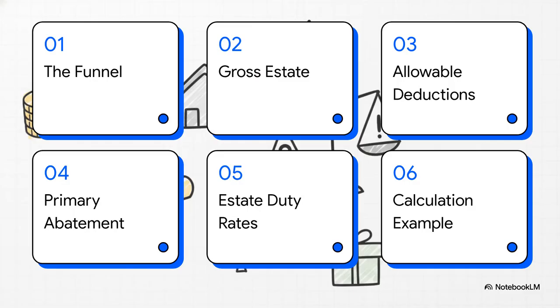To keep things organized, here's our roadmap. We'll start with the estate duty funnel concept, then hit Step 1, the gross estate. Next is Step 2, allowable deductions, followed by Step 3, the primary abatement, and Step 4, estate duty rates. And finally, we'll wrap it all up with a practical calculation example.